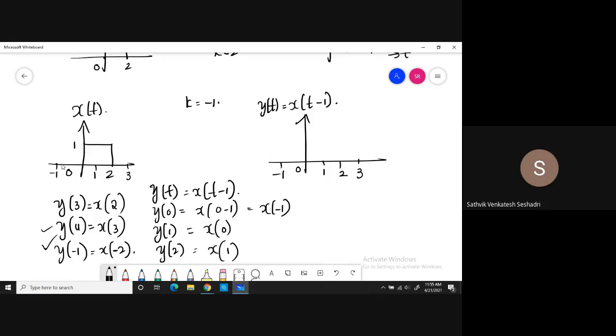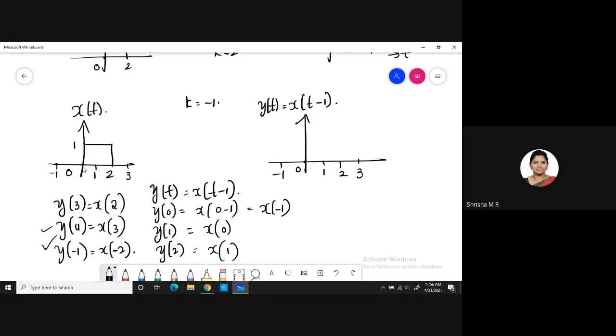Ma'am, it's not there. It's not there, 0, right? So at y of 0, it will be 0 only. Okay, here it will be 0. Fine. Then go to y of 1. At y of 1, the amplitude is same as x of 0.